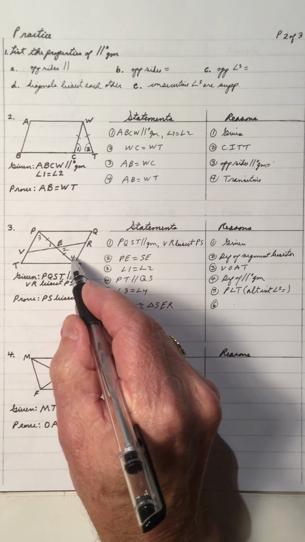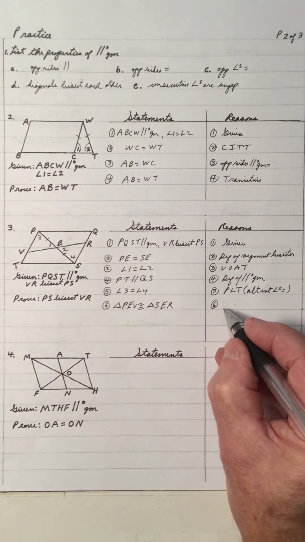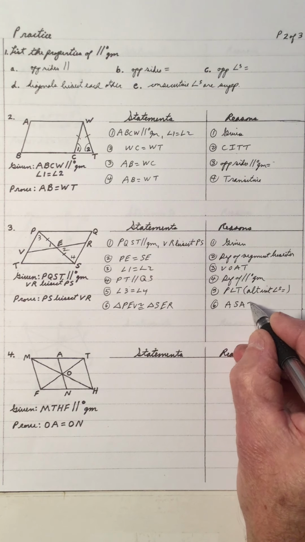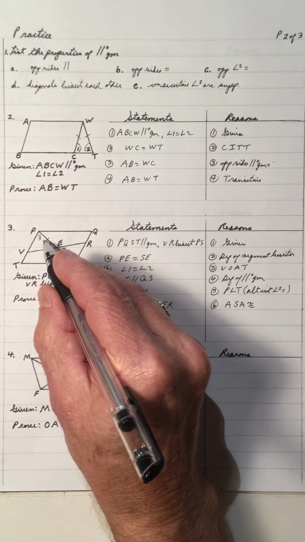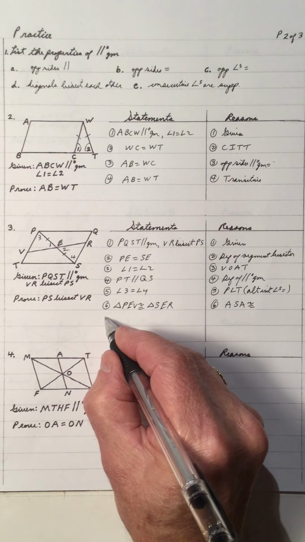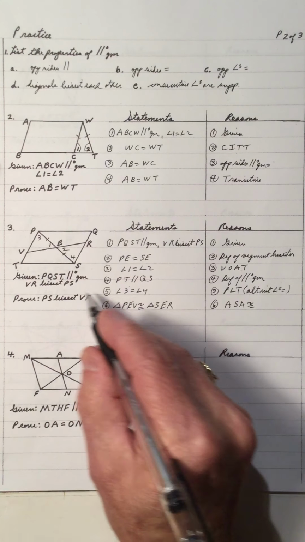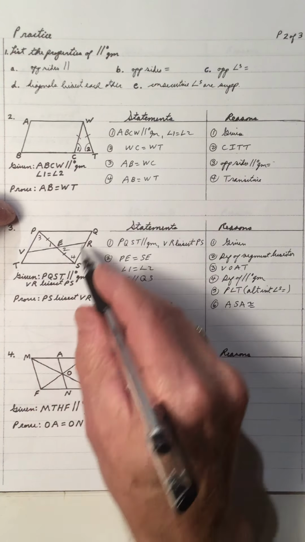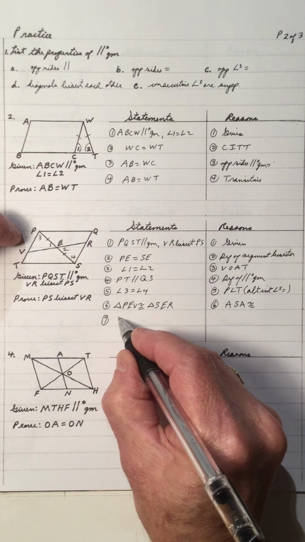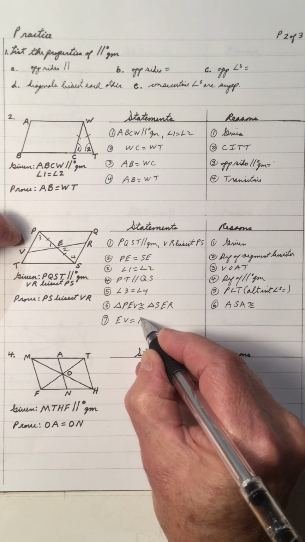And the reason it's P goes with S, because we said 3 was equal to 4. And that's an ASA congruency. ASA, angle, side, angle. And that makes, as a result, we want to say PS bisects VR. So we have EV equal to ER.